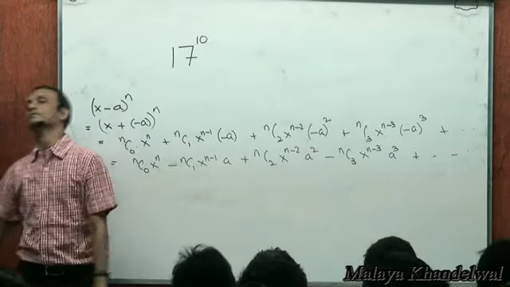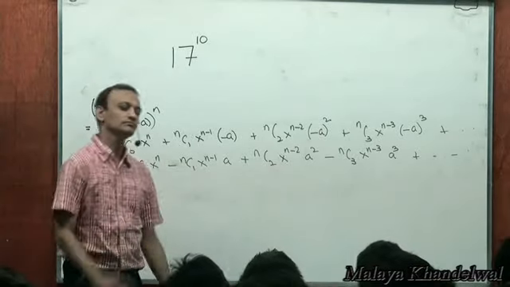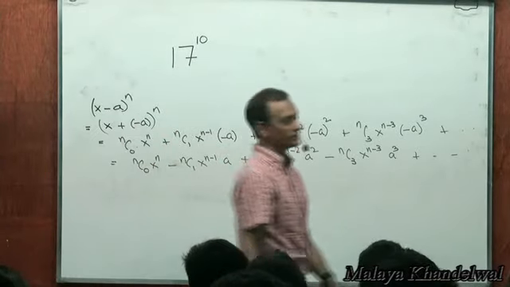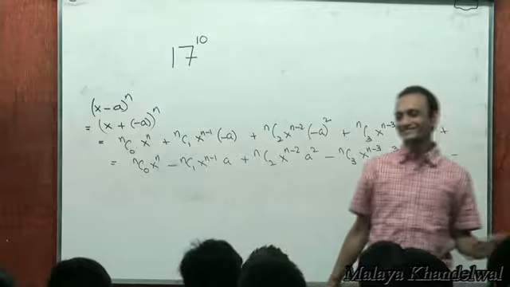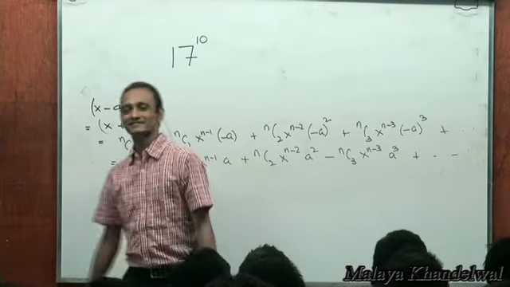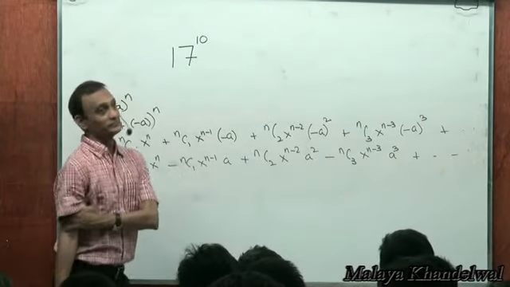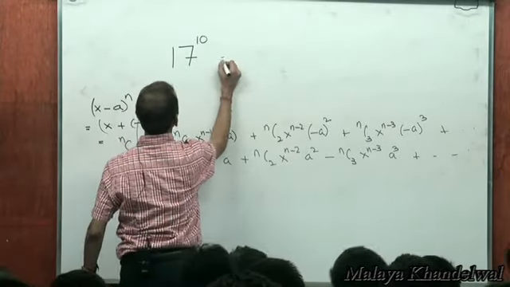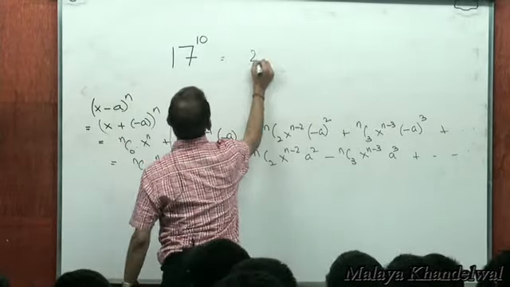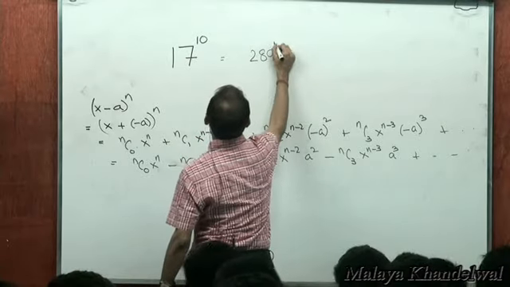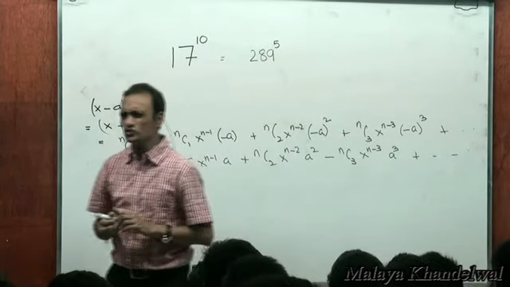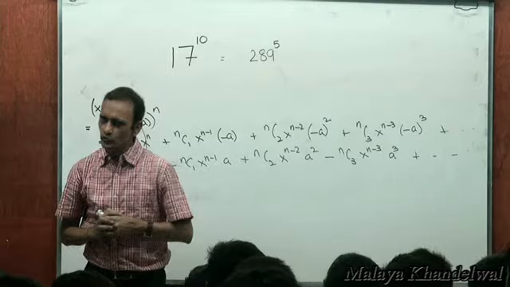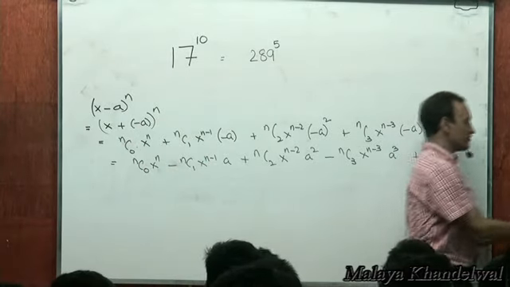Okay. Now, 17 to the power 10. (289) to power 5. Yes or no? 17 squared is 289, is it? 289 to power 5?